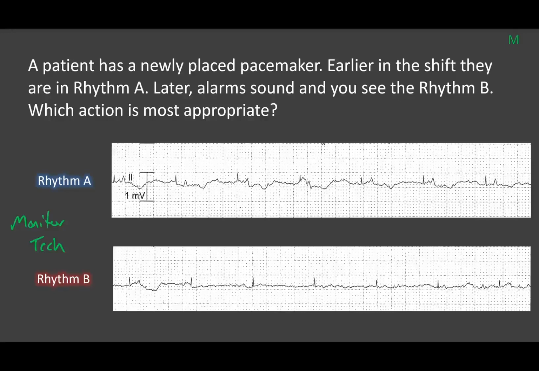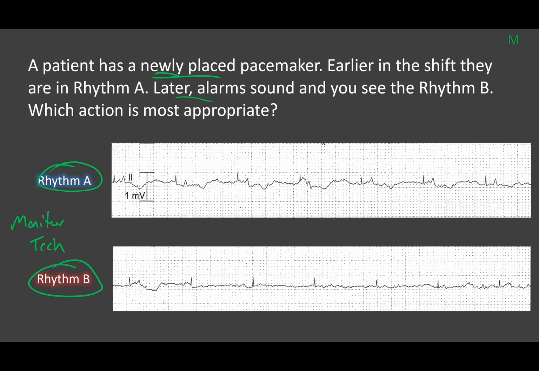This strip's a little bit harder to read, so I have it over two different slides. I have this one here so you can read it clearly. The question is, a patient has a newly placed pacemaker. Earlier in the shift, they have rhythm A. Later on, the alarms sound and you see rhythm B. Which action is most appropriate?